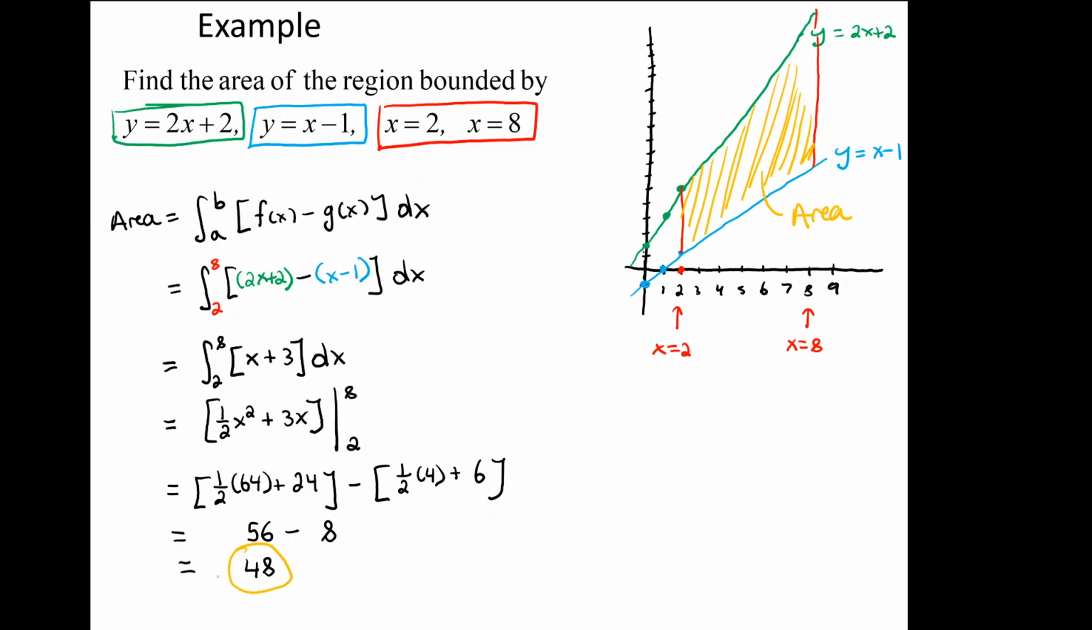Because they're straight lines, if you're really desperate to confirm this geometrically, you can split this up as different geometric shapes, rectangles and triangles and whatever shape you want them to do. And calculate the area of each one and add those areas together and make sure you get 48. And it's very possible I have a mistake inside my arithmetic here. So please check. Please confirm this is correct.